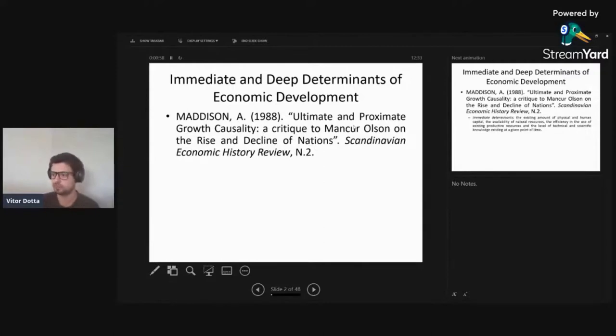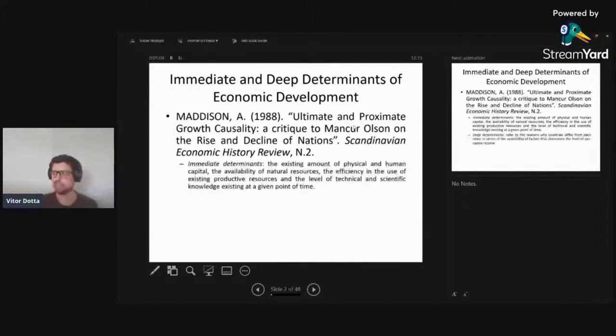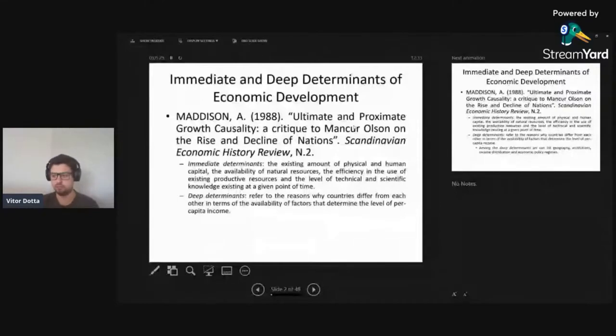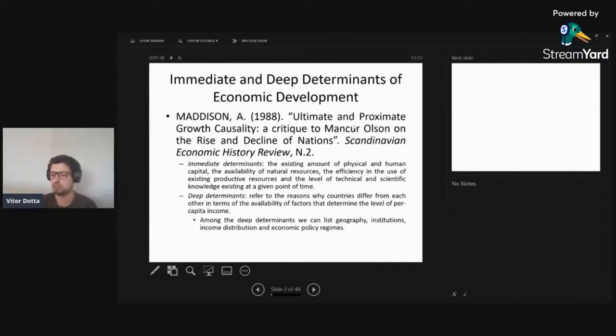So initially, you have the ultimate and proximate growth causality by Maddison, where he argues that the immediate determinants of economic development are the existing amount of physical and human capital, the availability of natural resources, the efficiency in using existing resources, and the level of technical and scientific knowledge existing at a given point in time. The deep determinants of economic development are the reasons why countries differ in terms of the availability of factors that determine income per capita. For instance, geography, institutions, income distribution, and economic policy regimes.